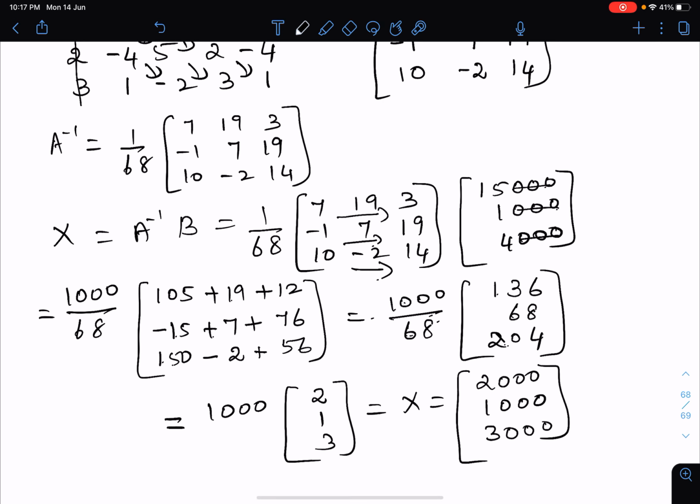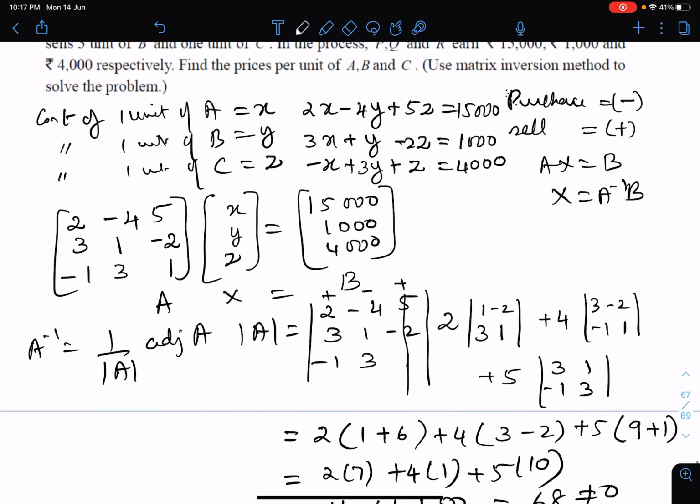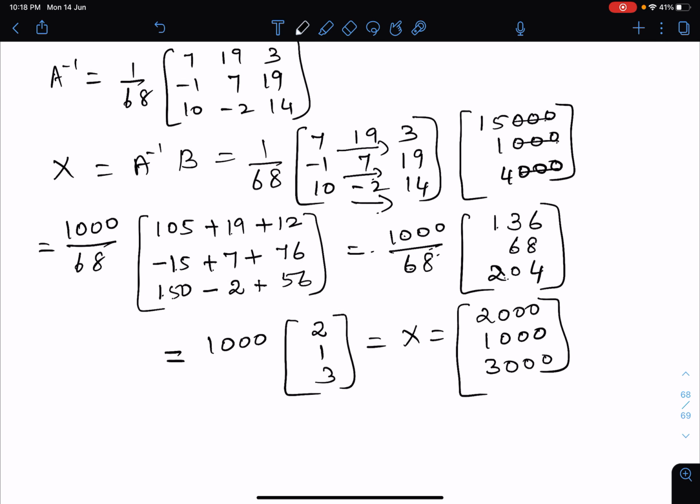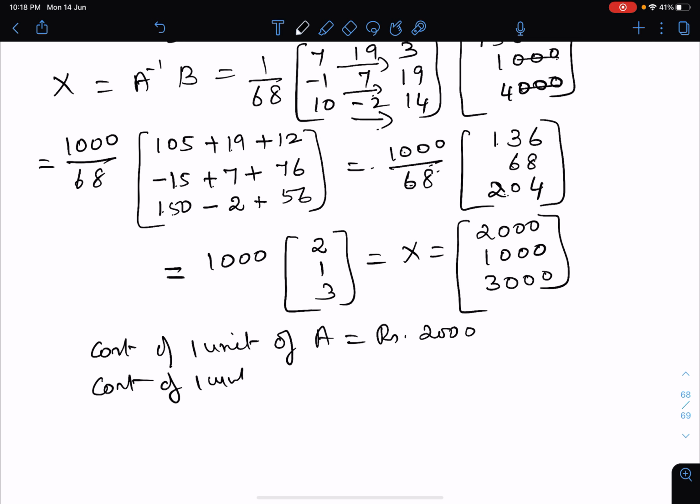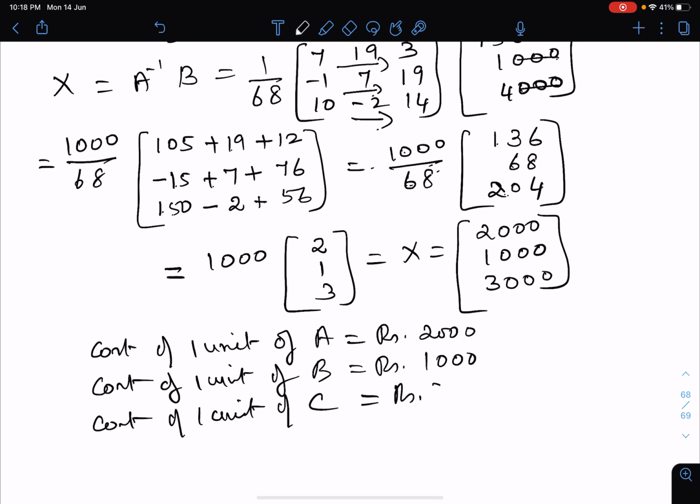So what are they? What have we kept as x, y and z? Cost of 1 unit of A. Therefore, cost of 1 unit of A equals rupees 2,000. Similarly, cost of 1 unit of B equals rupees 1,000. Similarly, cost of 1 unit of C equals rupees 3,000, which is your final answer.